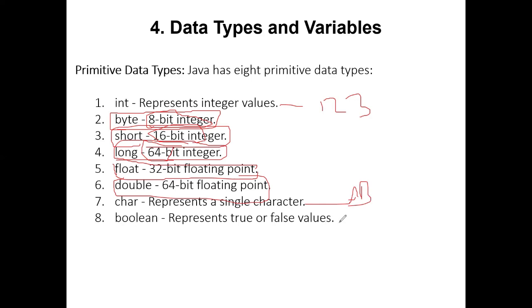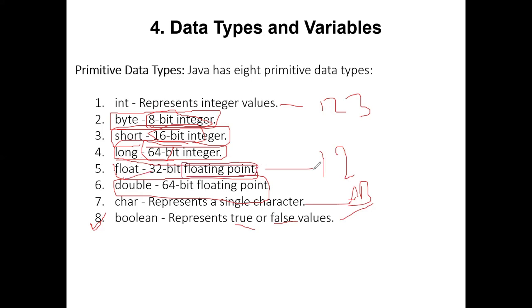So Boolean is nothing but it will check whether it is true or whether it is false. Only when a condition checks, we need to use this data type. Coming to the floating point, float means a floating point.